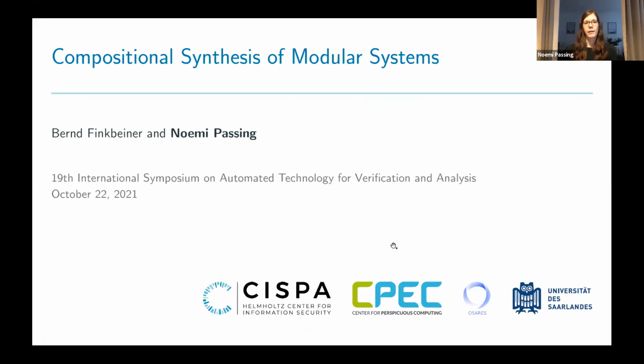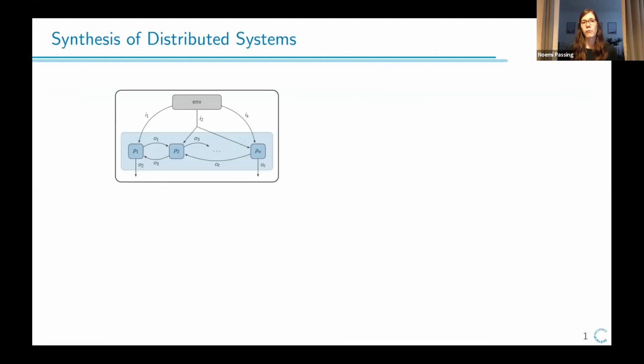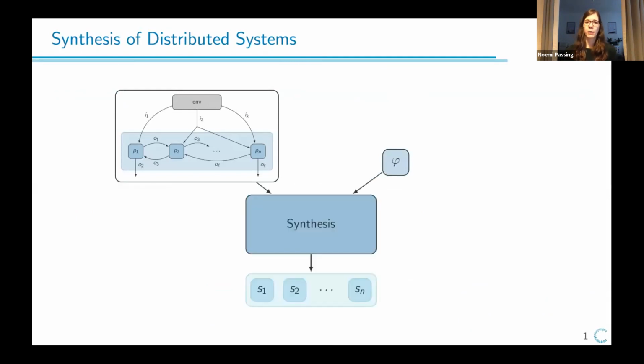Welcome everybody. Today I will talk about the compositional synthesis of modular systems, and this is joint work with Bernd Finkbeiner. Today I will talk about distributed systems and in particular their synthesis problem. We are given a system that consists of n processes that might interact with each other and also receive inputs from an environment. We are given a system architecture, just describing our system, and a specification of the global system behavior, for instance, an LTL formula. Then our synthesis algorithm derives strategies, one for each of our processes, such that the parallel composition satisfies the global system behavior.